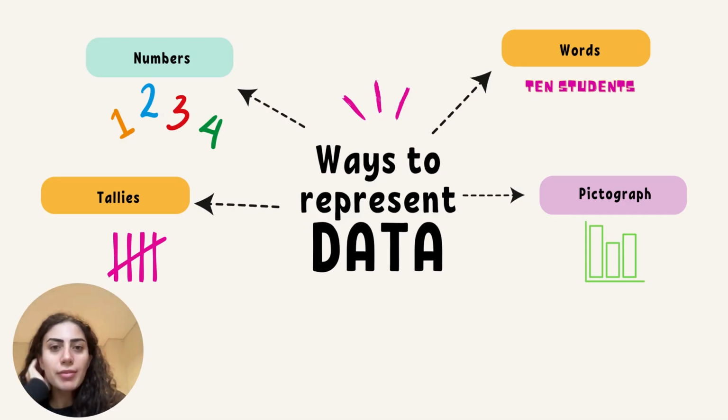Okay, so what we have here is different ways to represent data. In the previous slides, we had data, which was the whole bunch of emojis. Once we categorize the emojis based on the four colors, red, blue, green, and yellow, what are ways to show the data? The first way, we can use numbers. The next way, we can use words. Other ways, we can use different types of graphs. For example, I put a pictograph there, but we can use a bar graph or a column graph. And the last one, we can use tallies.